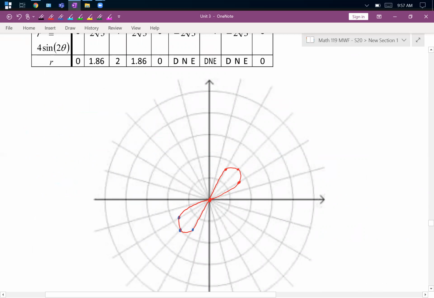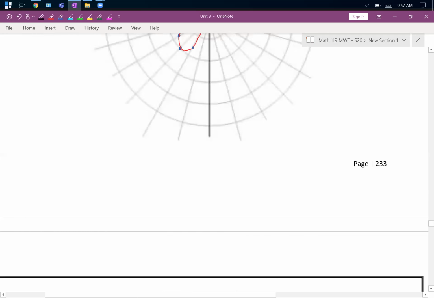Did that clarify it for you? Yeah, thank you. Anybody else? Anything on polar before we get to vectors? All right.